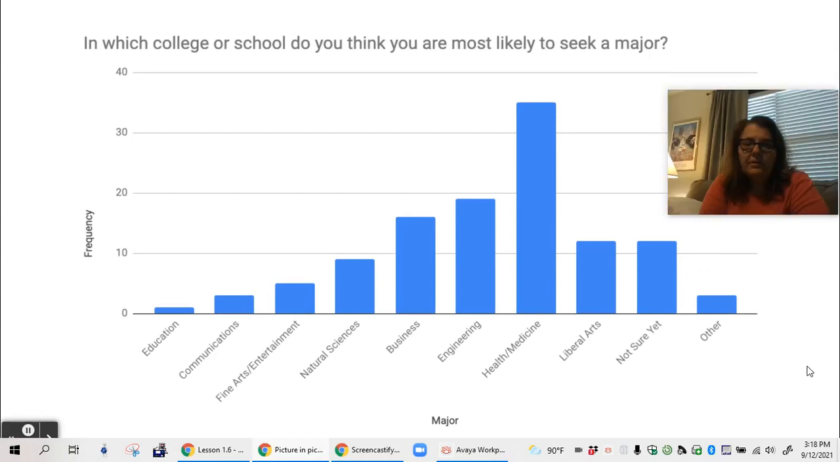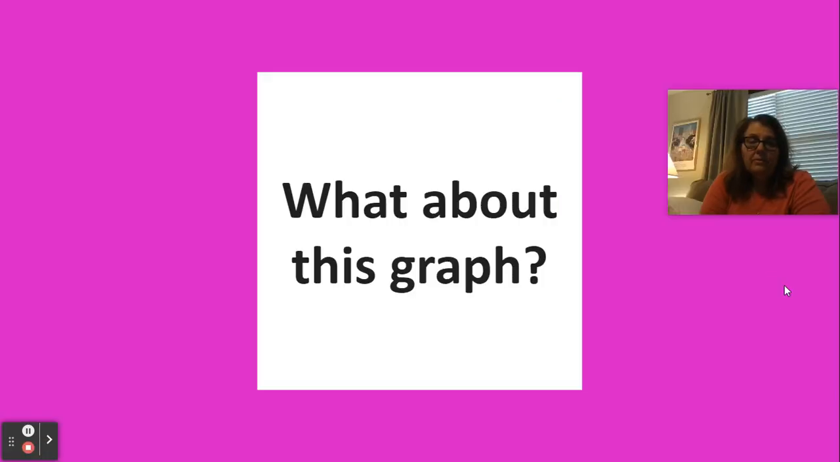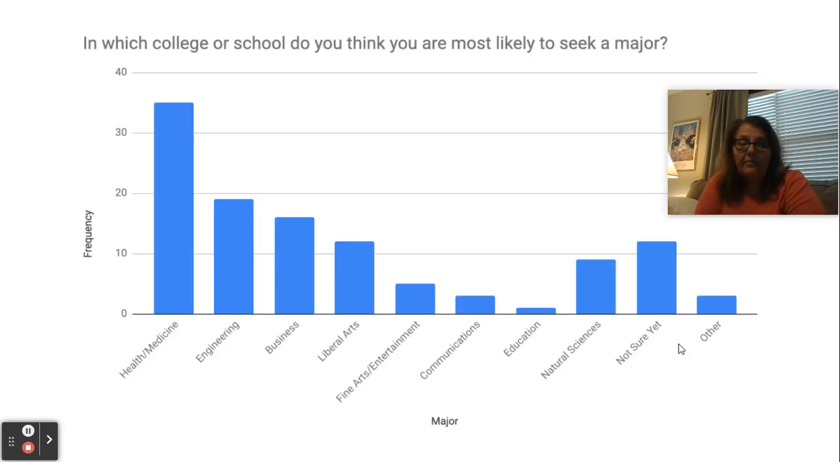Sorry, let me move so you can see what it is, and I'll give you a chance. And if you notice in this one, it says, which college or school do you think you are most likely to seek a major in? Okay. And notice that health or medicine is the major most sought, based on this. So let's look at this. What about this graph? Well, looking at this graph, what do you notice? It's still health or medicine that is the major most likely to be sought in college or school.